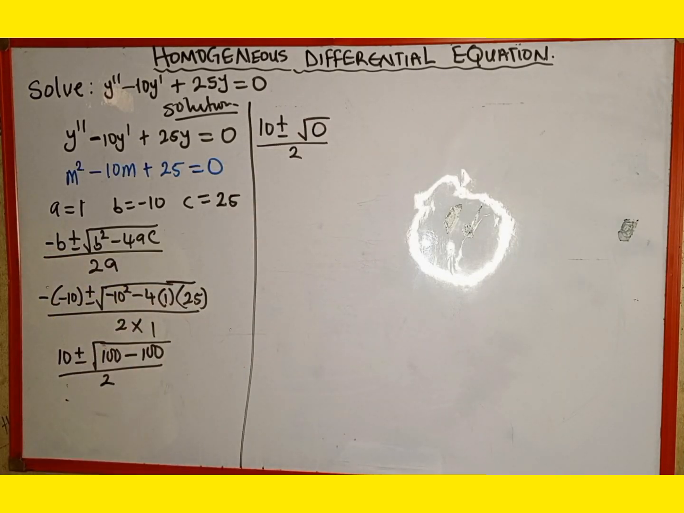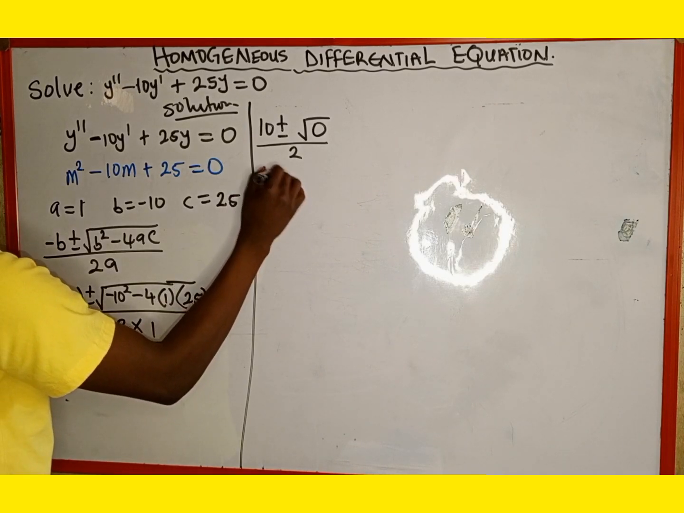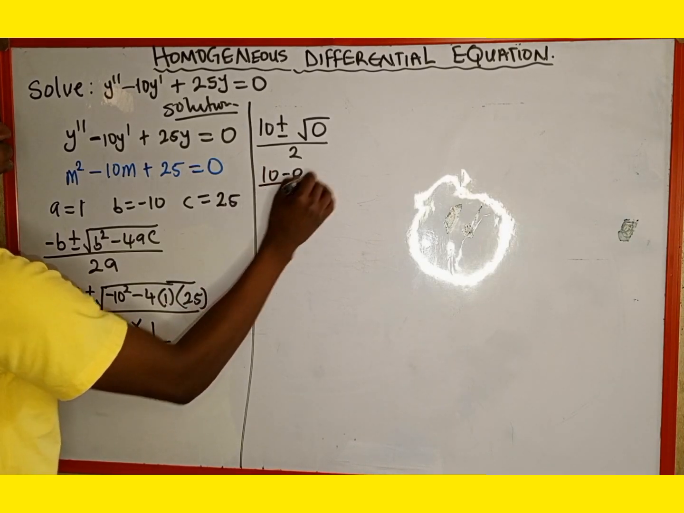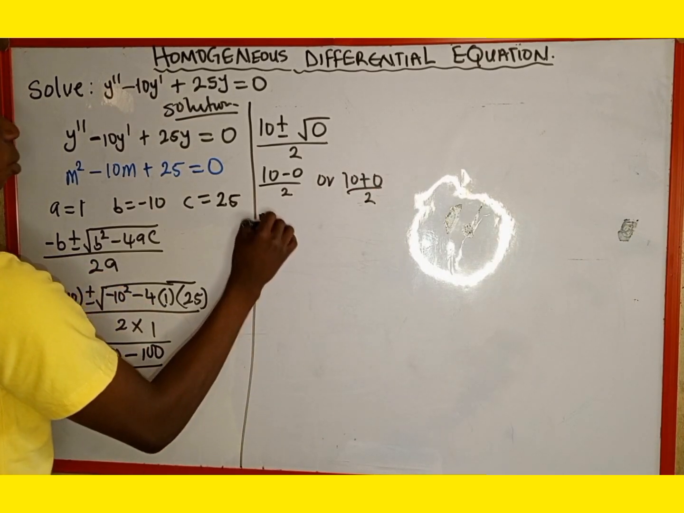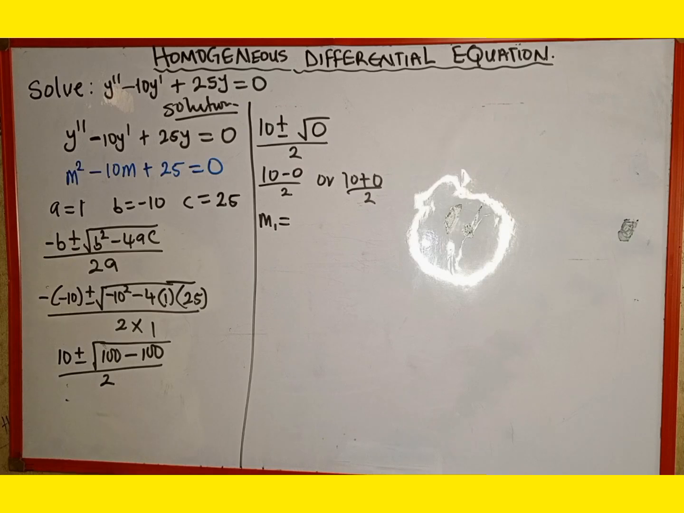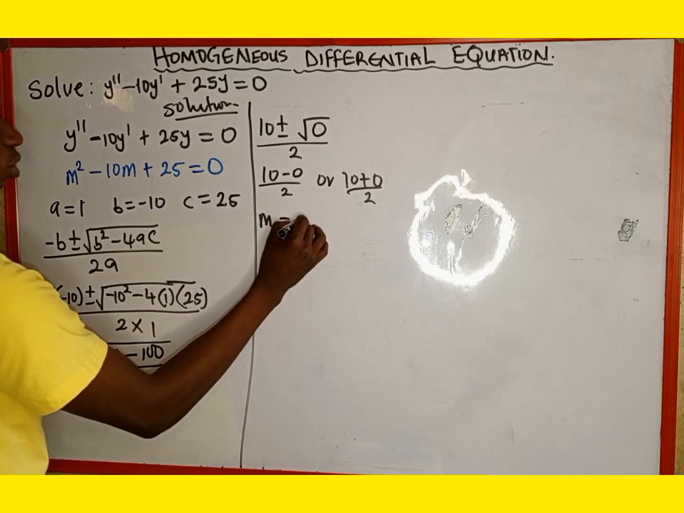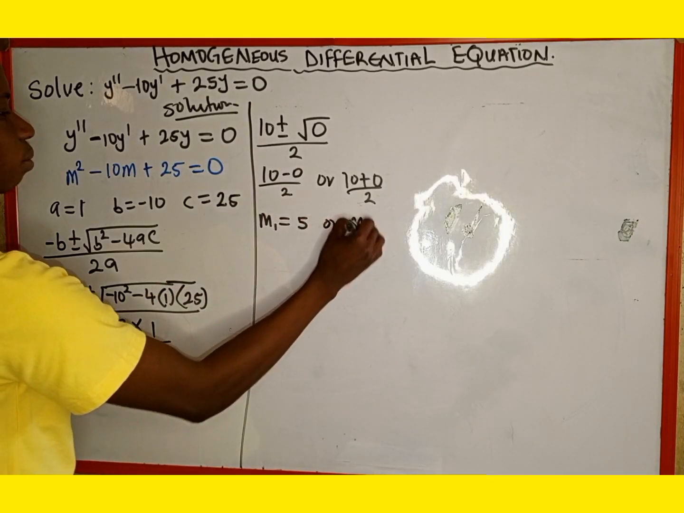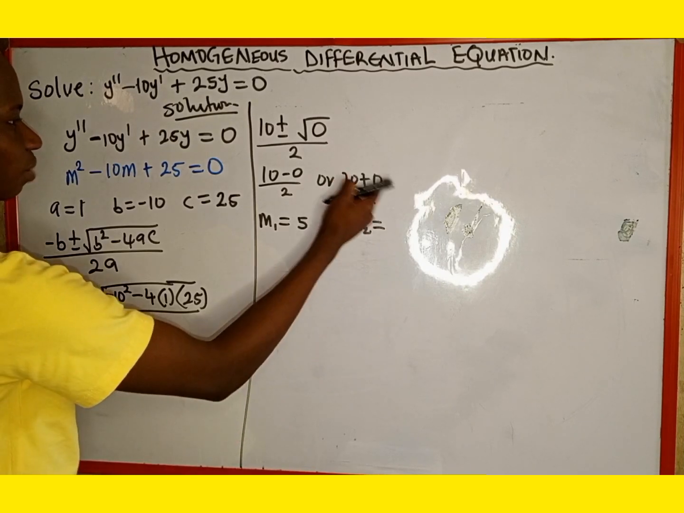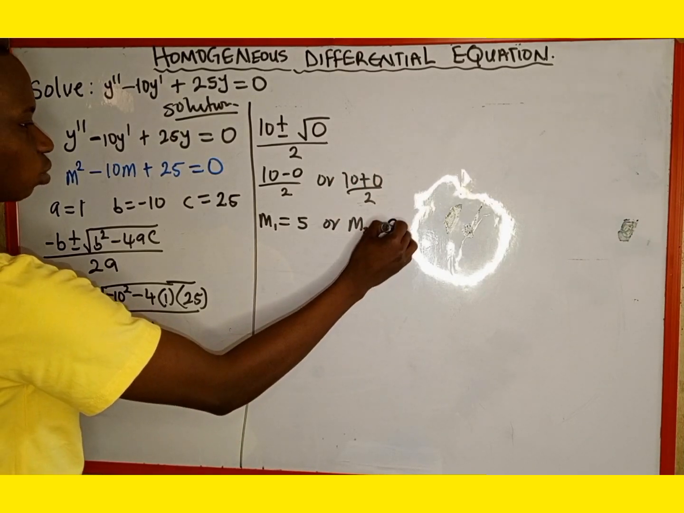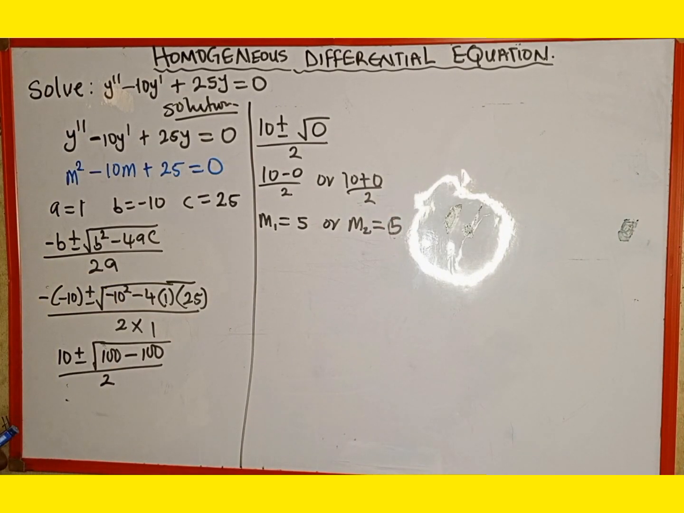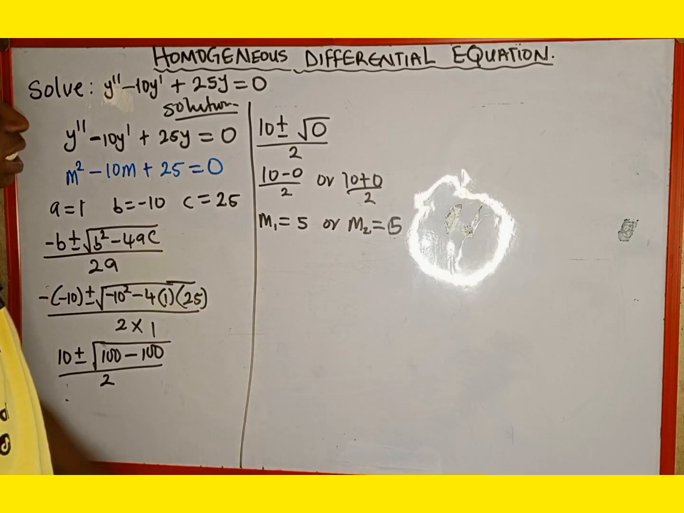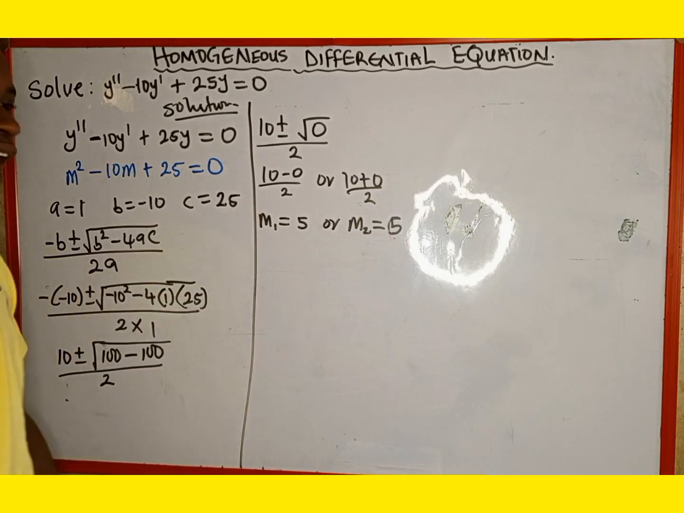So the two roots of this equation are going to be 10 minus 0 over 2, or 10 plus 0 over 2. So m1 will be equal to 10 minus 0 is 10, then 10 divided by 2 is going to give us 5, or m2 is equal to 10 plus 0 is 10, then divided by 2, it will also give us 5. In our last class, the roots that we had were distinct, when the roots are not equal. But in this case, look at the roots 5 and 5, they are equal.